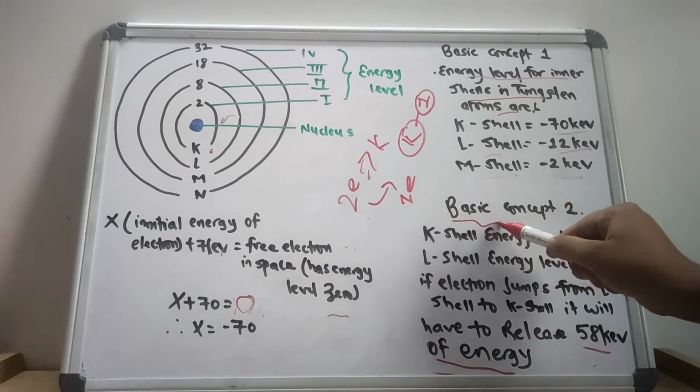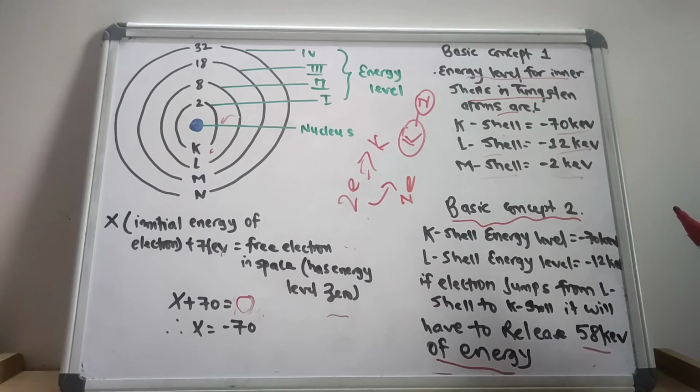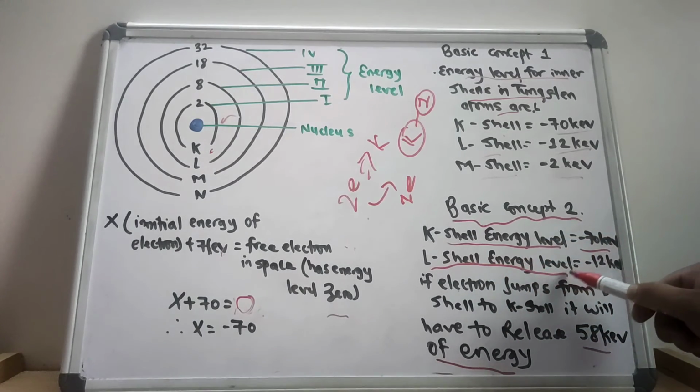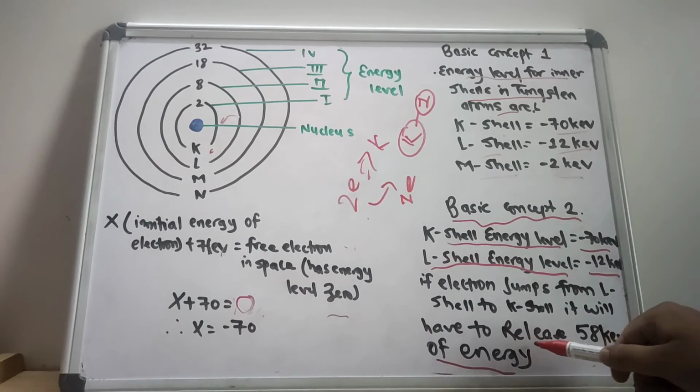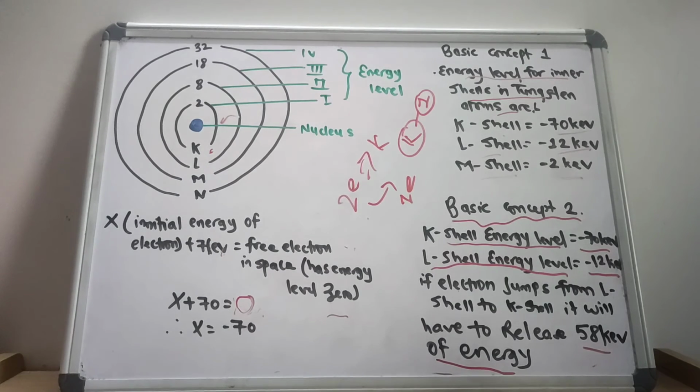So, another basic concept, concept 2. Whenever an electron jumps from an outer cell to an inner cell, it has to lose some of its energy. The amount of energy lost is equal to the difference between the energy levels of the two cells. So K cell energy is minus 70 keV, L cell energy is minus 12 keV. If the electron jumps from the L cell to the K cell, it will have to release 58 keV of energy. So these two concepts will help you to understand X-rays better. These two concepts you should know thoroughly.